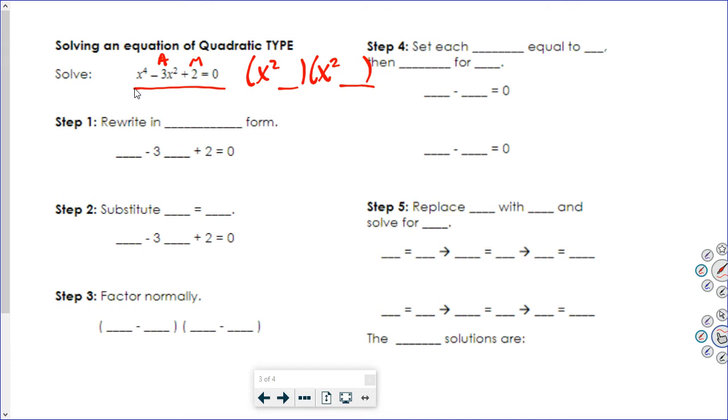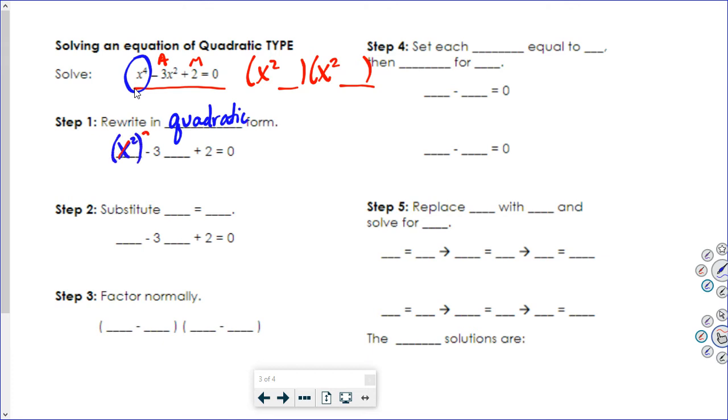But another way that you could possibly do this that would make more sense to some of you, because you're not used to seeing this x to the 4th here, is you can go ahead and rewrite it. Now notice that step 1 says rewrite, and then it says in blank form. That blank is just quadratic form. Quadratic meaning that you have the x squared as your first term. Now here's the thing. It's going to look something like this. So don't get bogged down in this.